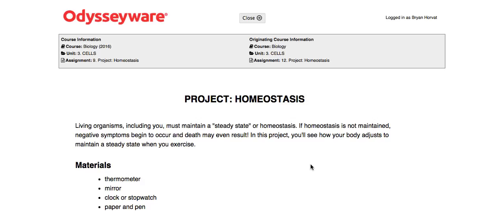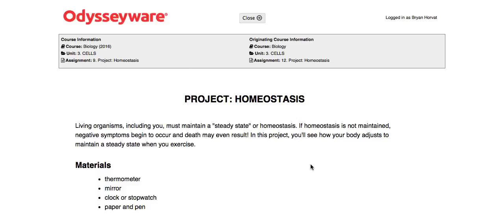Okay. So, what is the project asking you to do? It states here that all living organisms, including yourself, must maintain that steady state, that homeostasis. Okay. If homeostasis isn't maintained, you get these negative symptoms that can occur, and that ultimately, in some organisms and in some cases, can lead to death. Okay. And that's obviously a not favorable condition that any organism wants. Okay. So, the project's focus was to see how your body adjusts to maintaining a steady state when you exercise.